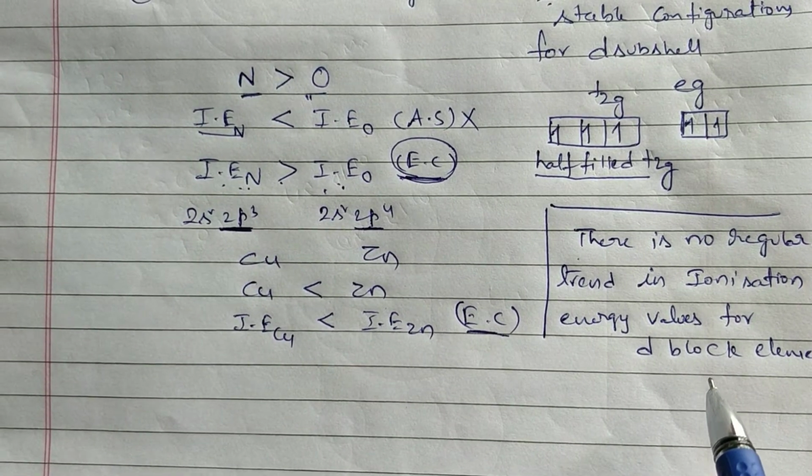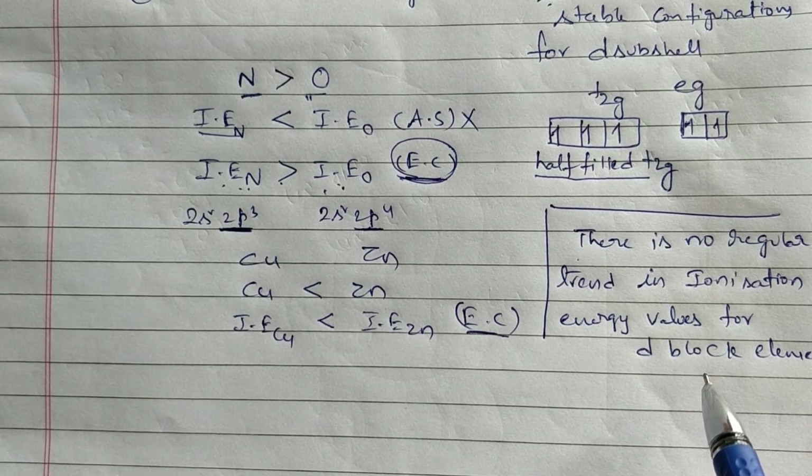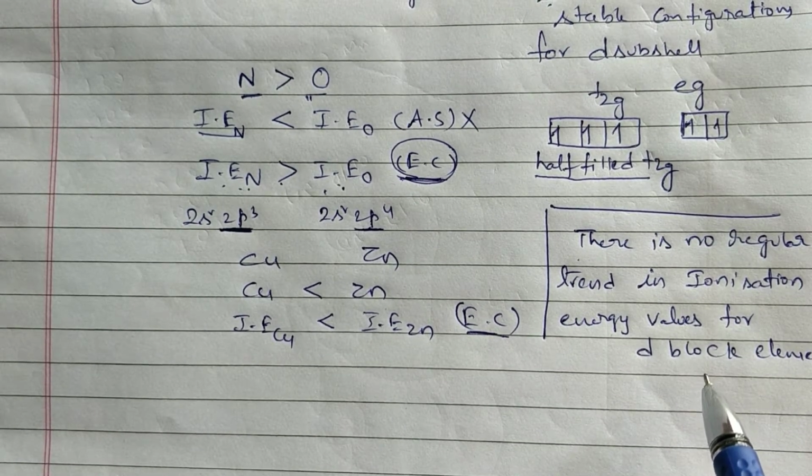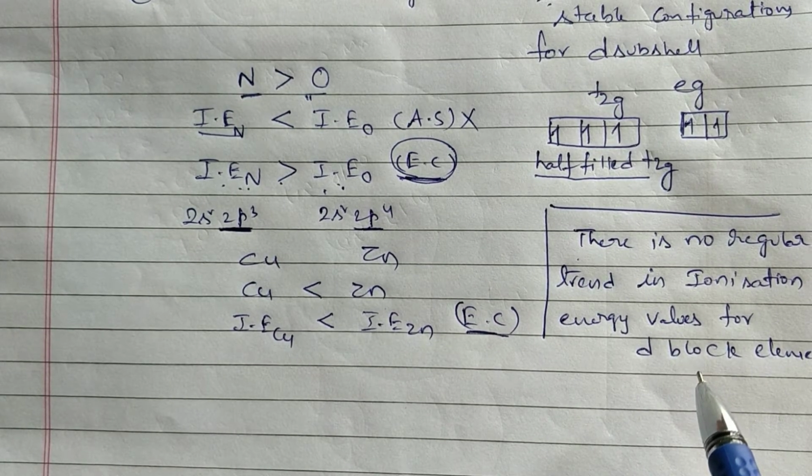That's why we want to see the reason, and we want to understand how that reason is going to explain the ionization energy values of d block elements. That is what we are going to see now.